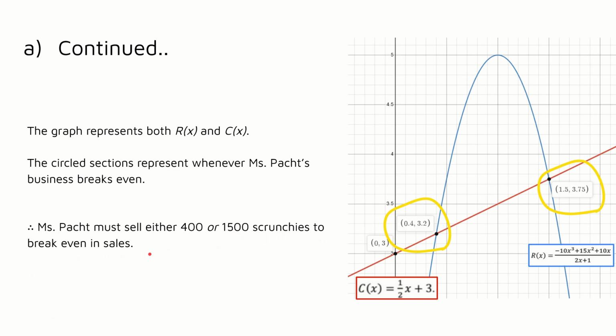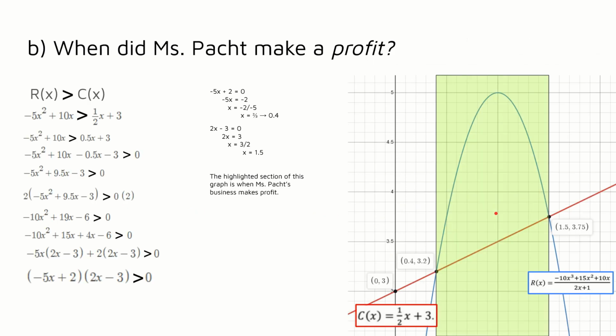But obviously, we don't want to break just even. We want to make more money. I have one thing to add. Also, if you go on Desmos and put the combined function into Desmos, after simplifying it and everything, you should get a similar parabola. It's just that the x-intercepts are going to be at 0.4 and 1.5. Oh, very cool. All right, moving on.